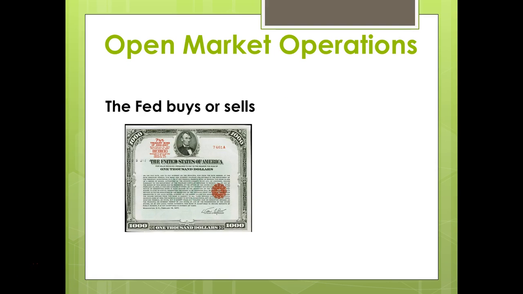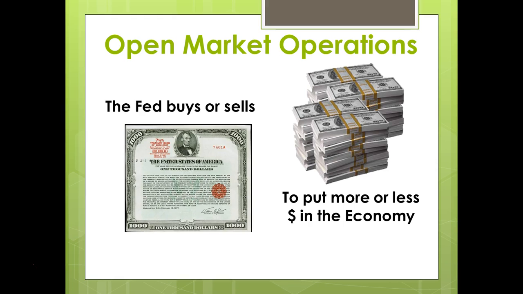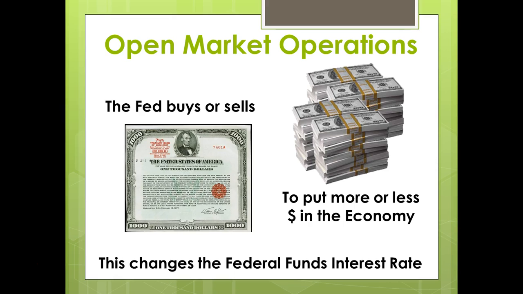So here's a visual way to look at it. The Fed buys or sells government bonds to put more or less money in the economy. And this changes the federal funds interest rate. So if they buy bonds, then they increase the money in the economy and they increase spending. And if they sell bonds, they take money out of the economy and they decrease the amount of spending in the economy.